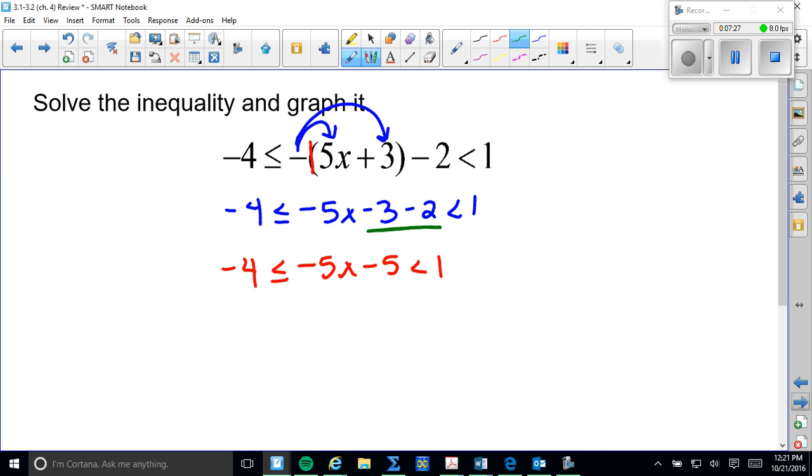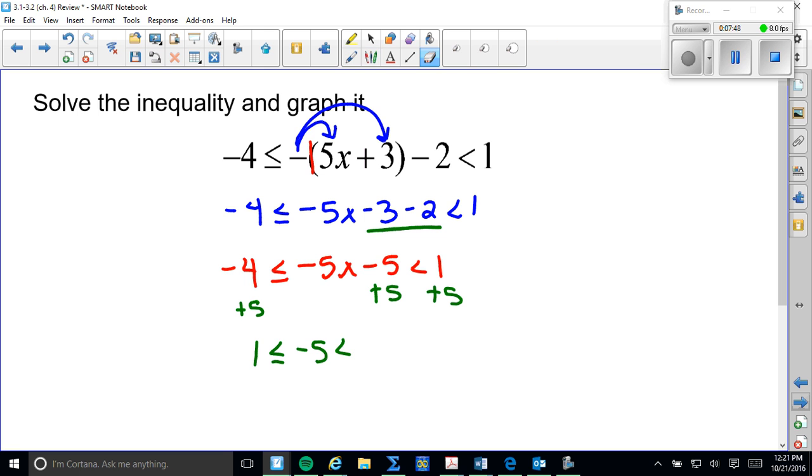And the next thing we're going to do is add 5 to both sides. We are solving this just like we would an equation. Whatever we do in the middle, we have to do on both sides of the inequality signs. Since there are 2, we have to do it twice. So then we have 1 is less than or equal to -5x, which is less than 6.